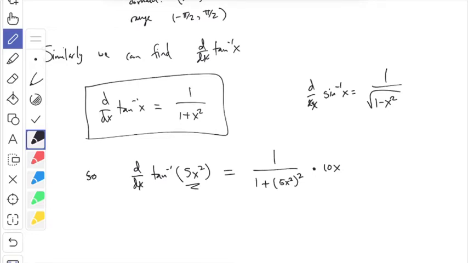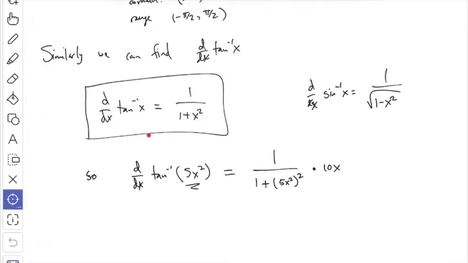Why did it change that? Whenever you use one of these derivative formulas, this is the formula which works exactly when it's just x in here. If you ever have anything other than just x, you always have to multiply by the derivative of the inside.